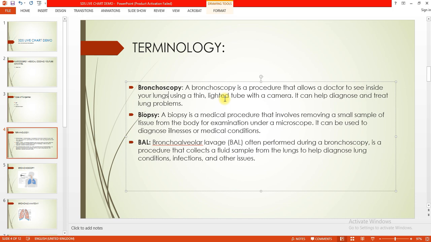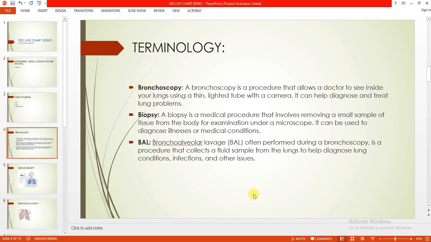So if the physician wants to examine these alveolar bronchioles in the lungs, the physician will use bronchoscopy. Okay, so this is basically a diagnostic procedure. Most of the time diagnostic. So, for example, the physician is performing the diagnostic procedure.